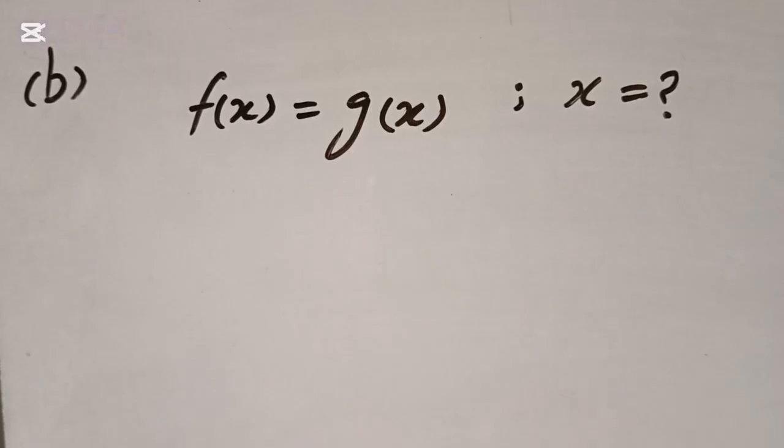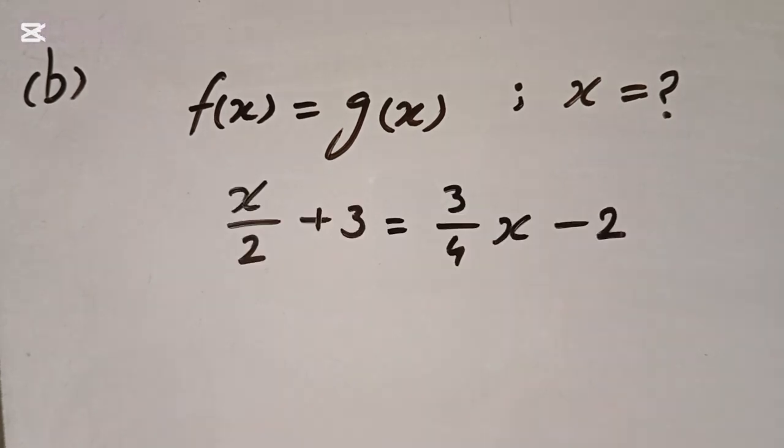In part B, we have to find out the value of x when f(x) is equal to g(x). Applying the condition that f(x) is equal to g(x), this becomes an equation. Solve it. It's a linear equation. Multiply the whole equation with the LCM of the denominators, which is 4.